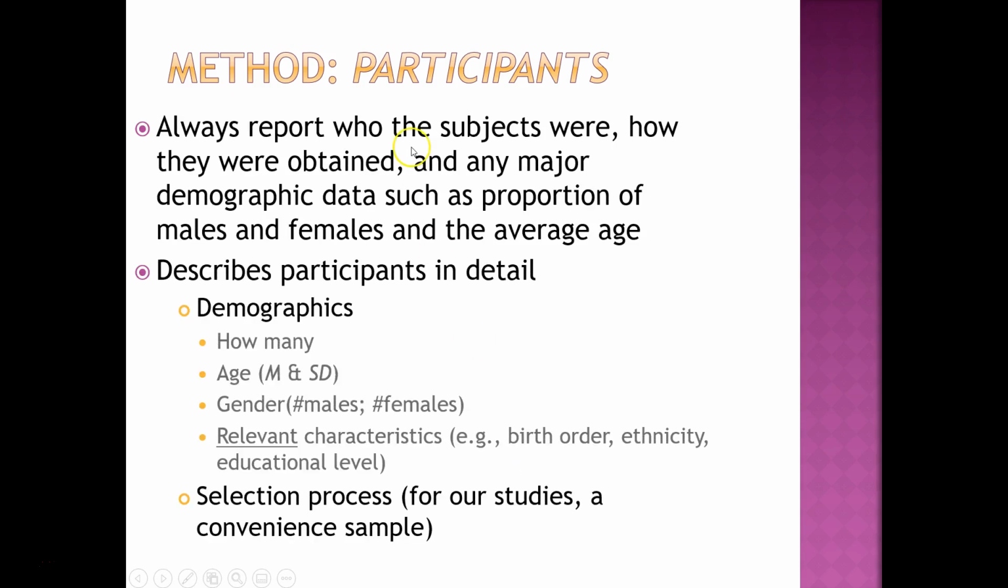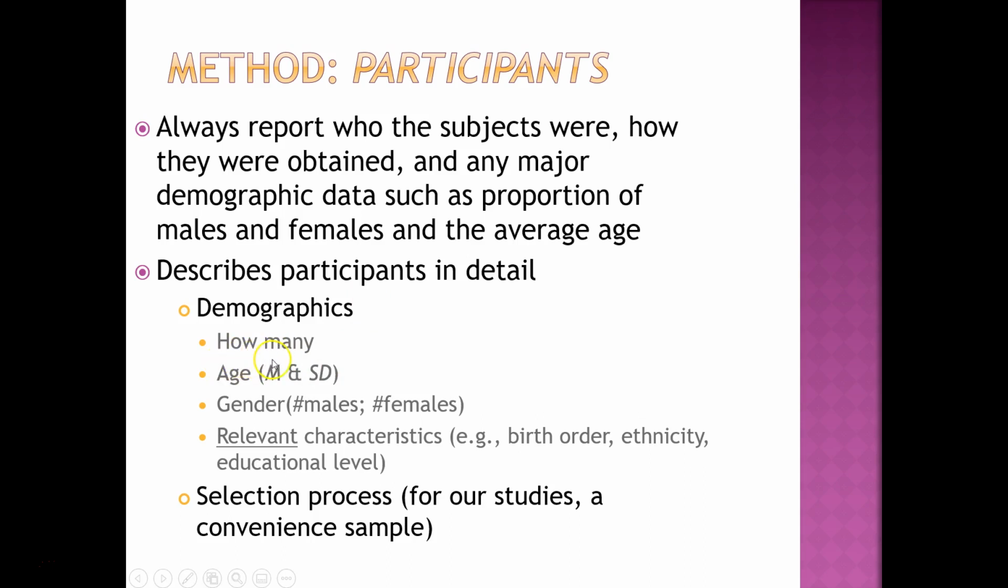And this is where you report who your participants were, how many people were in your sample, any major demographic data like proportion of males and females, average age. And so again, we're describing in enough detail. So if someone, number one, understands when they're reading the paper who you did this research study with, who were your participants, and if they were going to replicate the study, they would have enough information to be able to find equivalent subjects. So we always have how many.